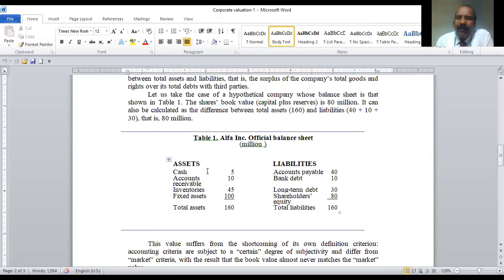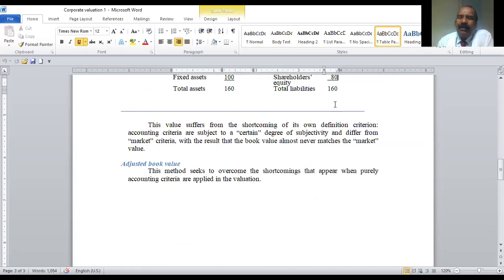So it is given the book value of a company, capital plus reserves, is 80 million. It can also be calculated as the difference between total assets of 160 and liabilities, that is 40 plus 10 plus 30, that is 80 million. Look at the second sentence. Book value of a company, capital plus reserves, is 80 million, or it can be calculated another way, total assets minus total liabilities. Now, what is the major limitation of this particular method? The balance sheet does not take into account the market value of an asset.